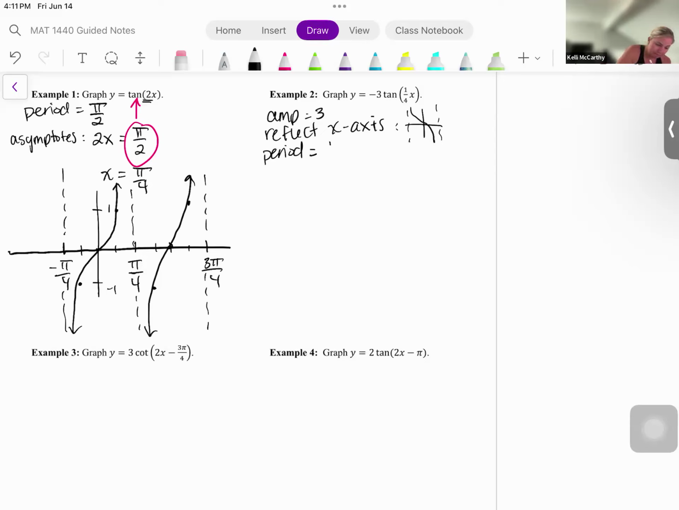The period is going to be pi divided by 1/4. Again, it's pi now in the numerator because the period for tangent is pi, which is 4 pi.